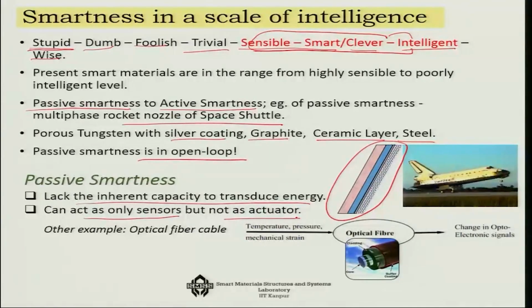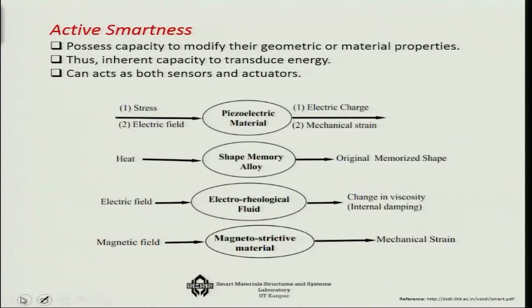So active systems on the other hand can actually change themselves. Now, if you look at active smartness, the features that you will see is that they can modify their geometric or material properties. Thus, they have an inherent capacity to transduce the energy, and they can act both as sensors and actuators. Of course, there are some very specific materials like optical fiber, which are generally not used as actuators, only as sensors.